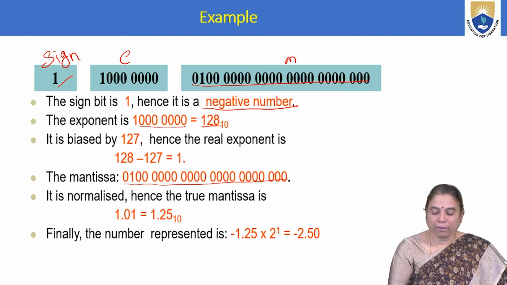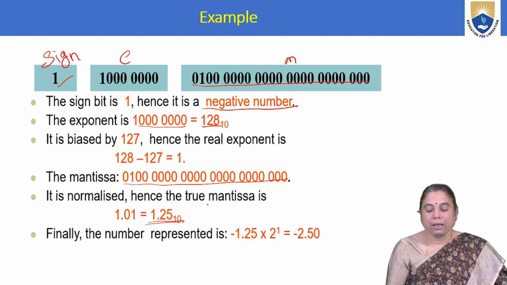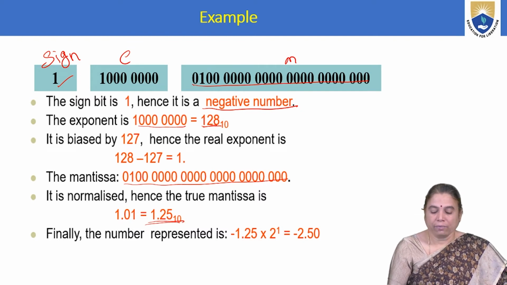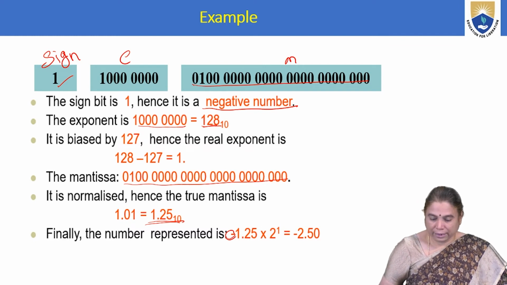This mantissa value has to be normalized, so that it is 1.01, which is equivalent to 1.25 in decimal. So finally, the number is represented as 1.25. The sign bit is representing the negative number. So it is minus 1.25 times 2 power 1. In this way, single precision numbers can be represented.